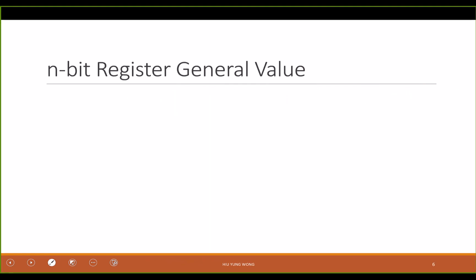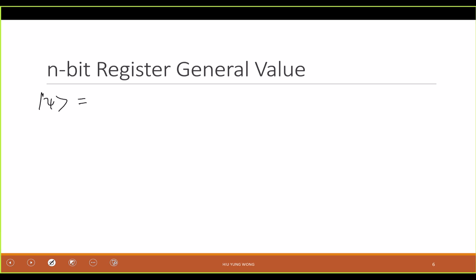Okay. Now, let's take a look. If I have an N-bit register, what is the general value? We talked about this in the very beginning already, right? But we still just need to put it in an equation more formally. Can you tell me what is the N-bit register general value, quantum register, of course? We already know that the classical general value is the basis state, right? But for a quantum register, what can it be?